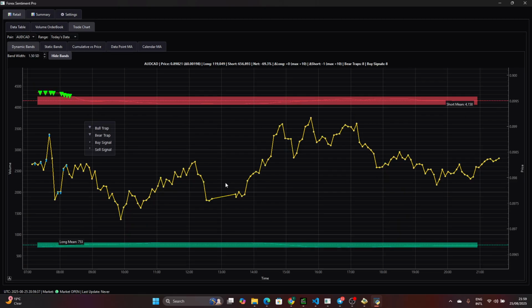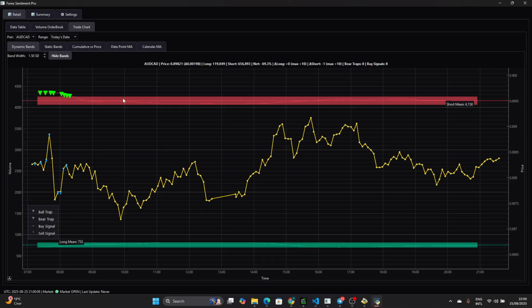Let's get back to the bands. The bands are calculated based on the retail traders' long and short volumes. What price tends to do is move up and down between the bands. It doesn't mean all the time you can buy when price is at the lower band or sell when price is at the higher band.